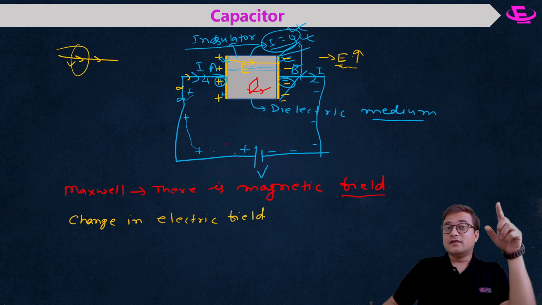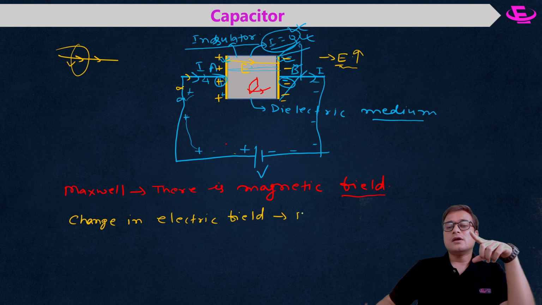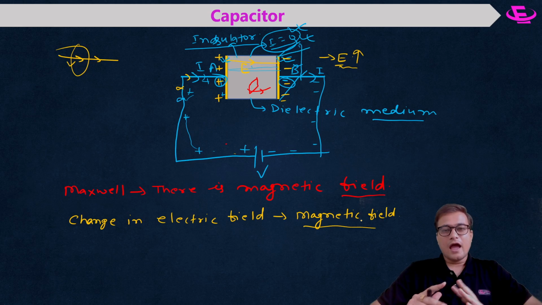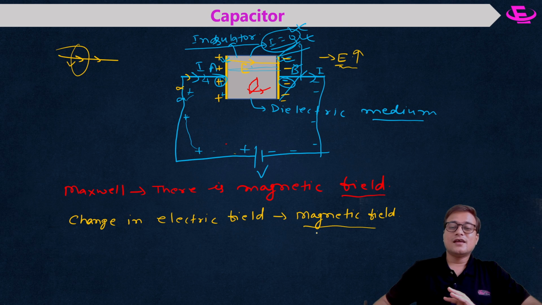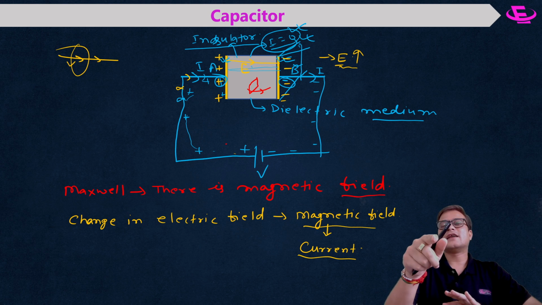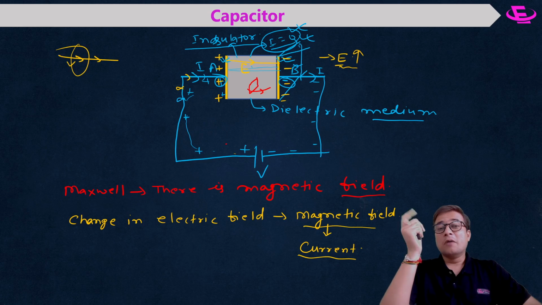Now he told that if there is a change in the electric field, there will be a magnetic field. A changing electric field will produce a magnetic field. Again, a challenge was there for him. If there is a magnetic field, then there must be current. He told that because of the changing electric field, there is a magnetic field, and if there is a magnetic field, there is current. But again, he had to derive the expression for current.